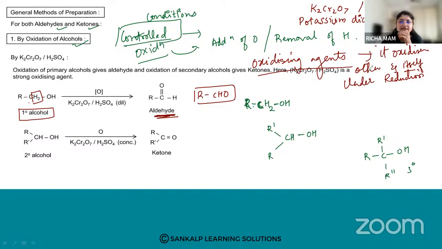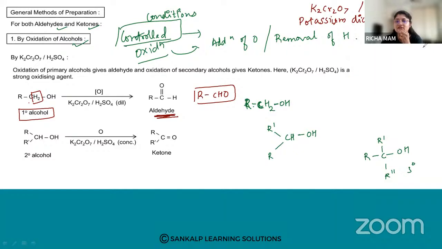It oxidizes other means there will be loss of electrons, and it itself will undergo reduction. Reduction means there will be addition of electrons. Don't get confused, just remember these two definitions about oxidation and reduction. What is oxidation? Addition of oxygen or removal of hydrogen is called oxidation.